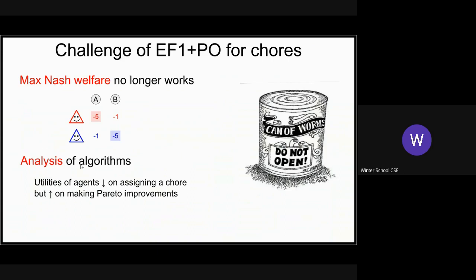There are other issues as well. If you have an odd number of agents, then your product would be negative. So you'll have to take the 1 over nth root of the negative numbers, and then again, it's a mess.